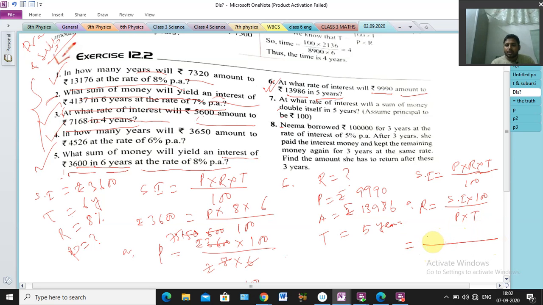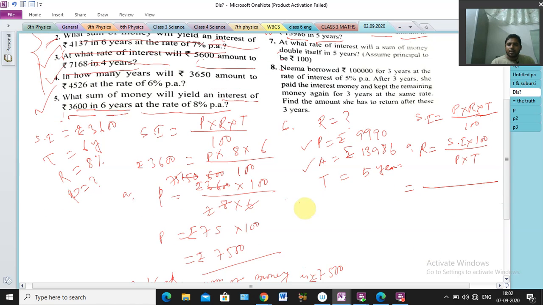SI how much, sir? SI we don't know, because principal and amount are given. So from here we find SI, because SI equal to amount minus principal. Okay, so do subtraction here: 13,986 minus principal 9,990. Clear? Do the subtraction. I am doing here 13,986 minus 9,990.